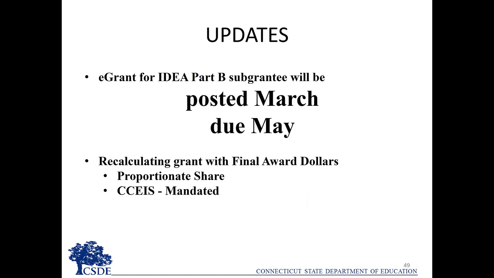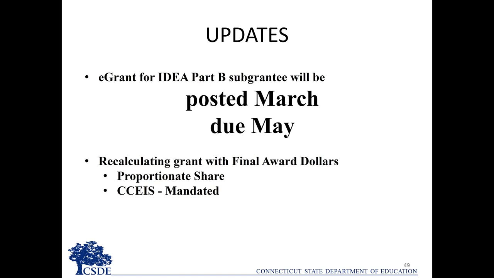One thing I did want to talk about is around recalculating the grant with the final award dollars. Each year, as I talked about, the grants are established by a federal formula, but they're established at the beginning with preliminary dollars. When the formula is completed, which is sometime in early fall, you then have a final award that comes to you, of which I send an email or a memo that says your final award dollars are available to you. And you can see that in the prepayment grant system, that's available.